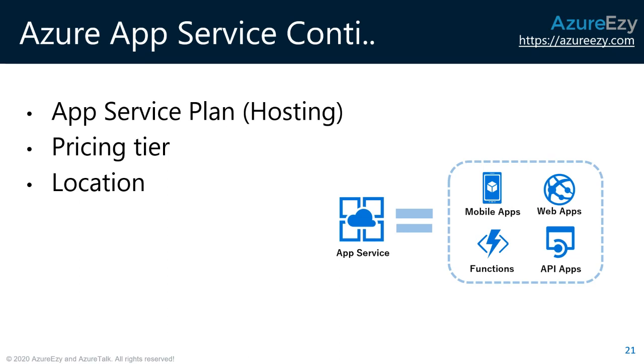So if the service is being used by United States people, you would possibly select one of the United States locations which is nearest to your users or consumers who are going to use this app service.